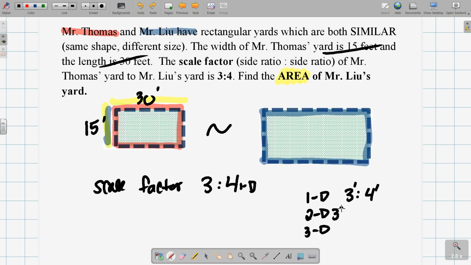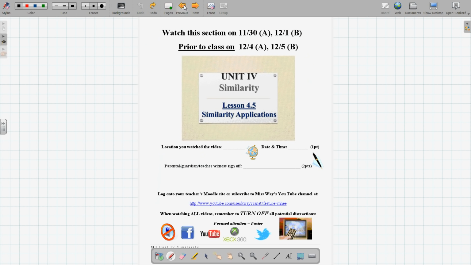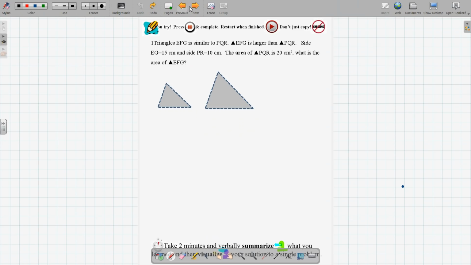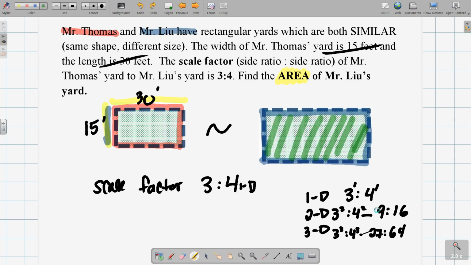Our second dimensional ratio would be 3 squared, 4 squared, which become 9 to 16. And our third dimensional ratio would be 3 cubed, if these became boxes, if you will, to 4 cubed. 3 times 3 times 3 is 27. 4 times 4 times 4 is 64. So when we talk about finding the area of Mr. Lee's garden, backyard, we're going to be in this second dimension.